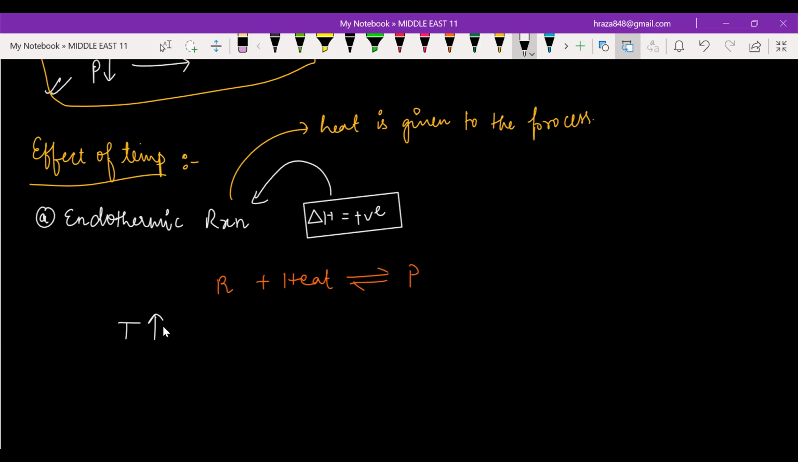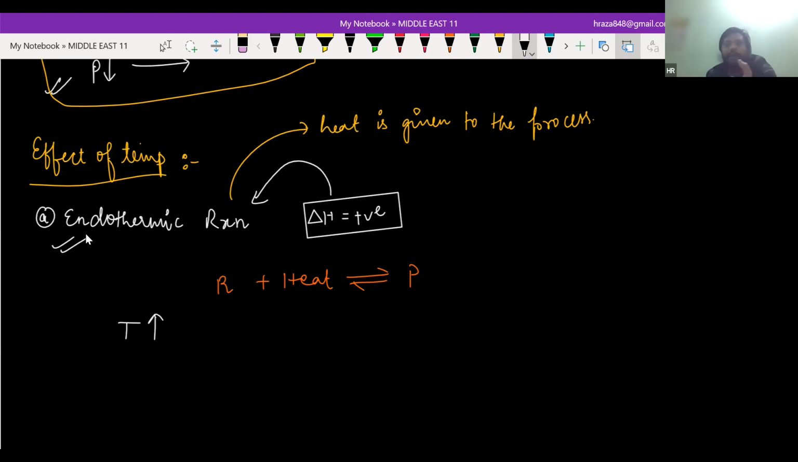As we know, in an endothermic reaction we need heat, and if we increase the temperature, the heating effect will start. So if we increase the temperature, the reaction will go in the forward direction, that means from the reactant to the product side. Everyone okay with this? Yes, sir.